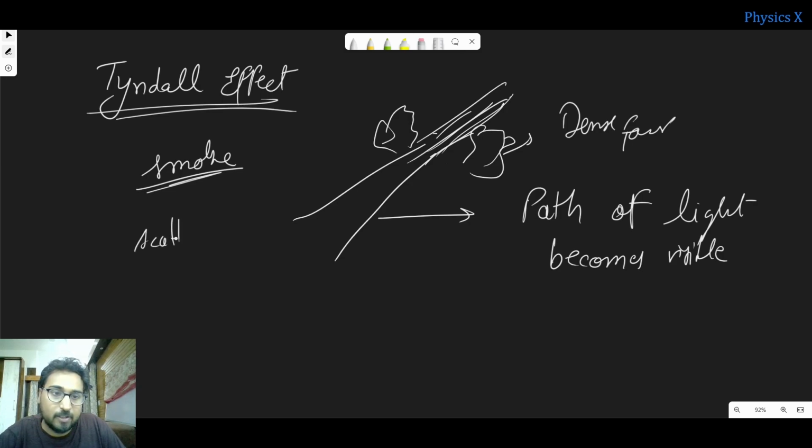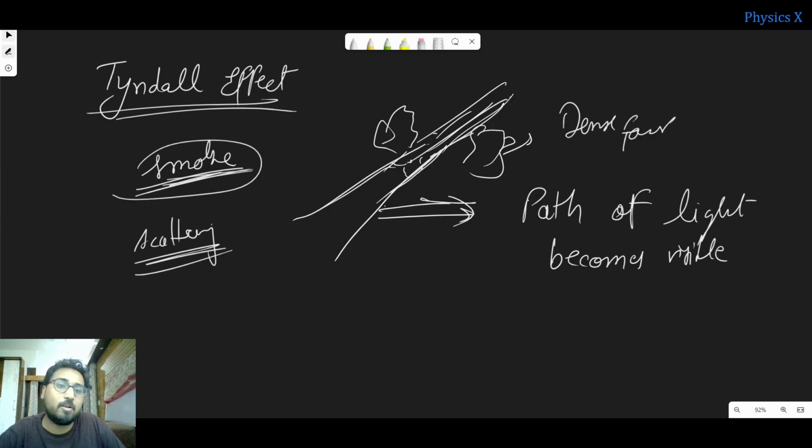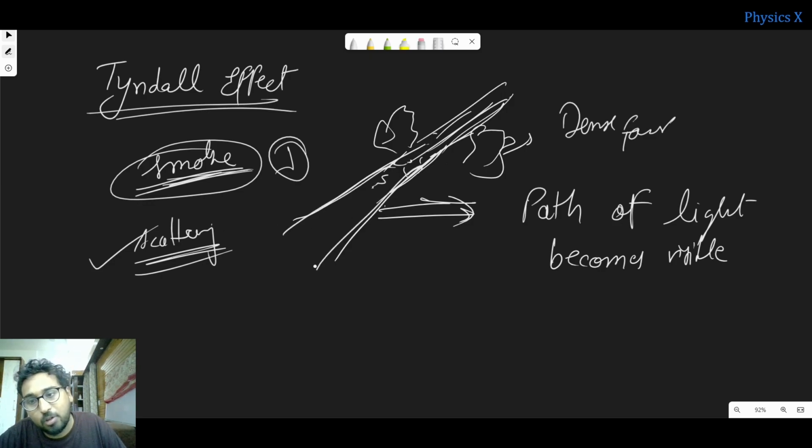There will be scattering, and due to this scattering everywhere, the path of light will become visible. These smoke particles and air particles are comparable to the size of the wavelength of light, and that is why scattering happens. This minute scattering makes the path of light visible. If a small beam of light is coming, that beam will be visible due to this scattering effect, and this is called the Tyndall effect.